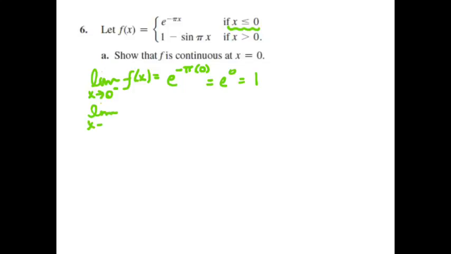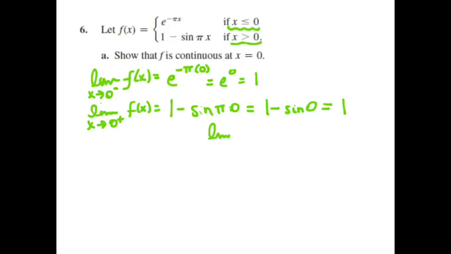Now let's find the limit as x approaches 0 from the right of this function. And if we're approaching 0 from the right, that means x greater than 0. So I have 1 minus sine of pi times 0, which would be 1 minus the sine of 0, and the sine of 0 is 0, so 1 minus 0 is 1. And so we've shown that the limit from the left and the limit from the right both equal 1, and so that means that the limit as x approaches 0 of this function is equal to 1.